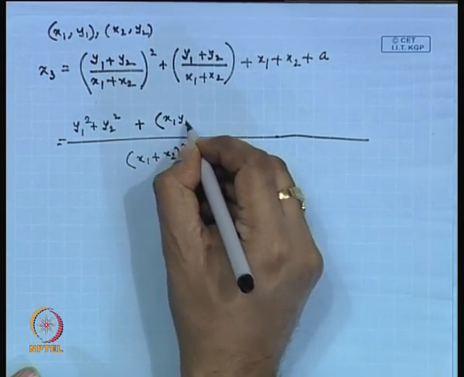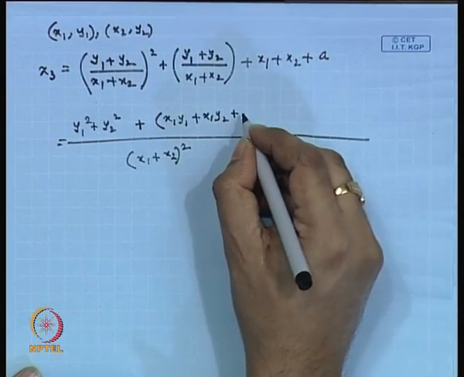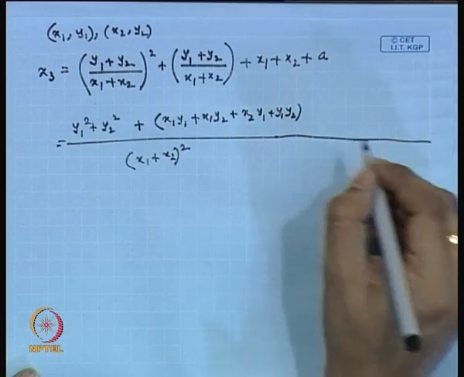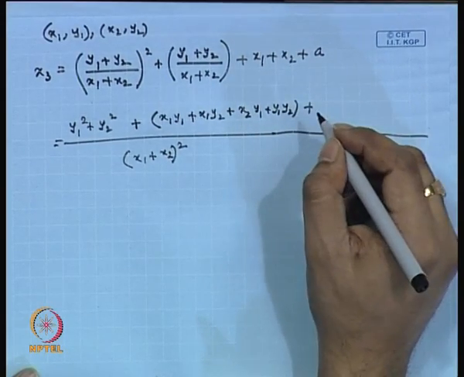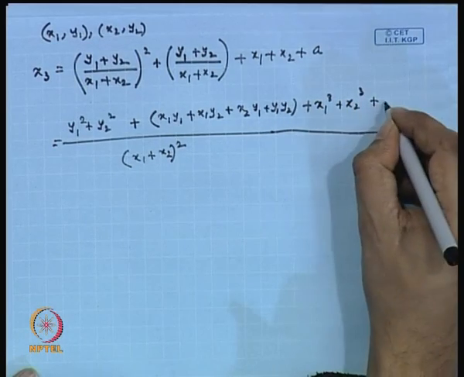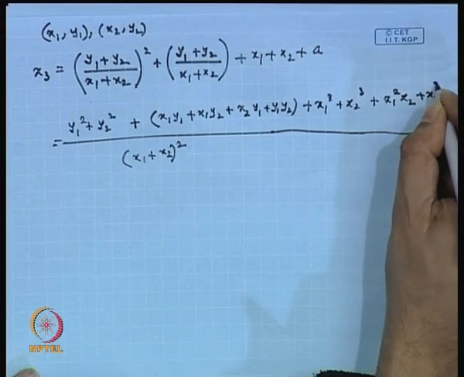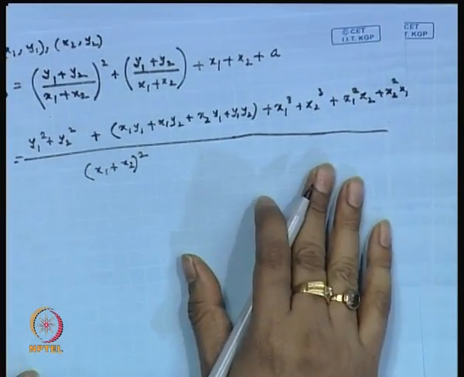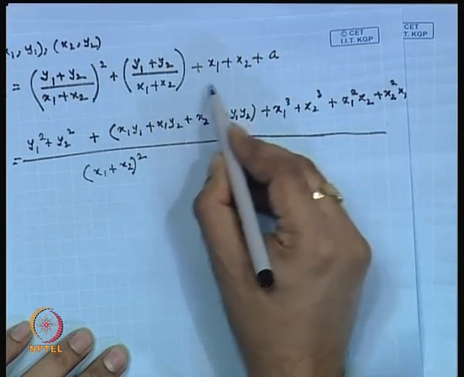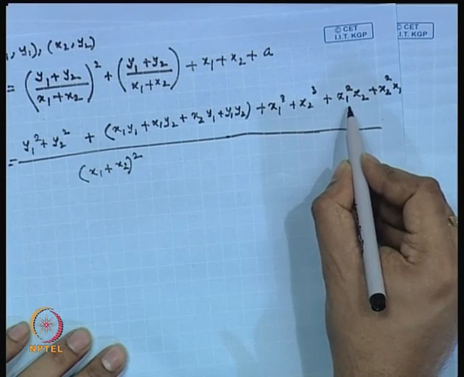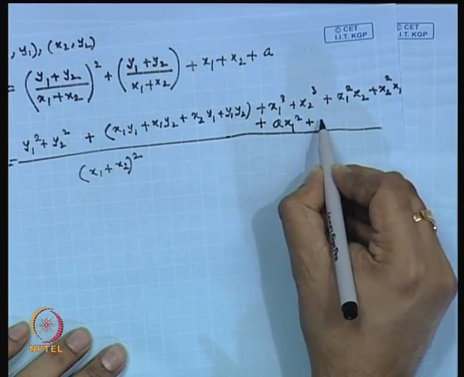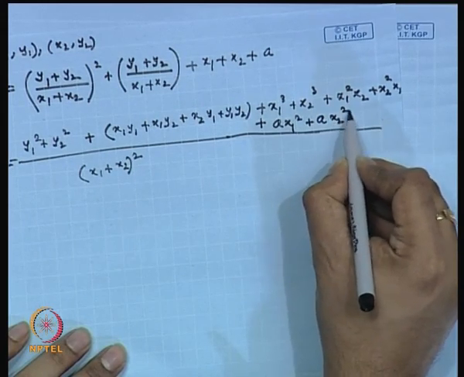So, that becomes your x 1 y 1 plus x 1 y 2 plus x 2 y 1 plus y 1 y 2, right, plus (x 1 plus x 2) whole square, rather (x 1 plus x 2) whole cube. So, it is x 1 cube plus x 2 cube plus x 1 square x 2 plus x 2 square x 1, is it correct? We are multiplying this with this, right. So, x 1 cube plus x 2 cube plus x 1 square x 2 plus x 2 square x 1 plus a multiplied with x 1 square plus a multiplied with x 2 square, right.